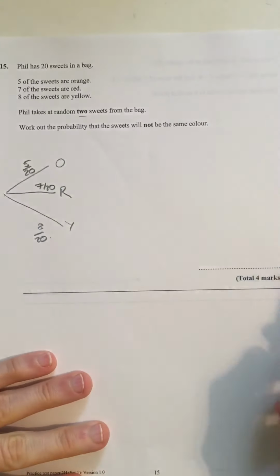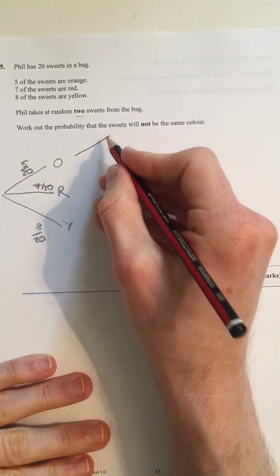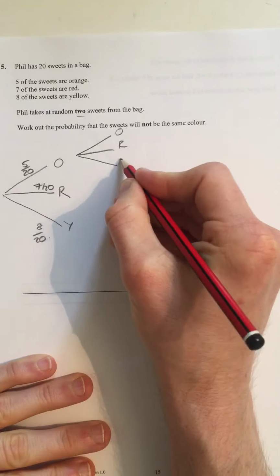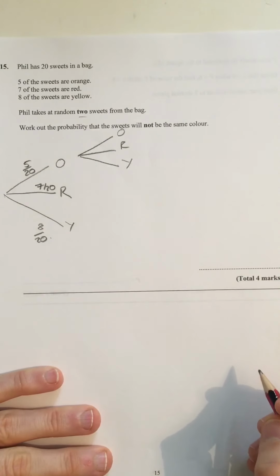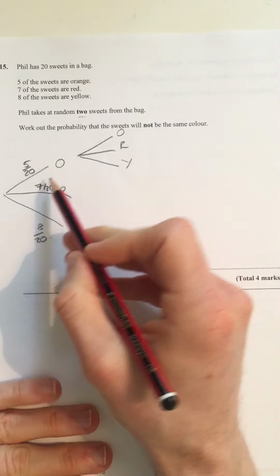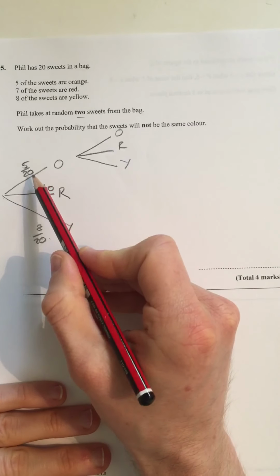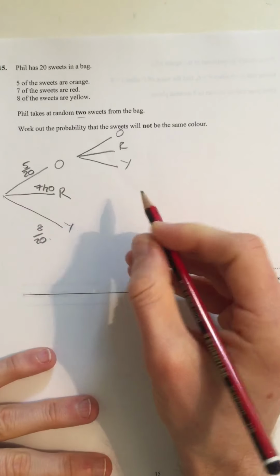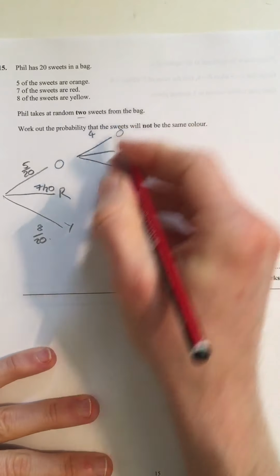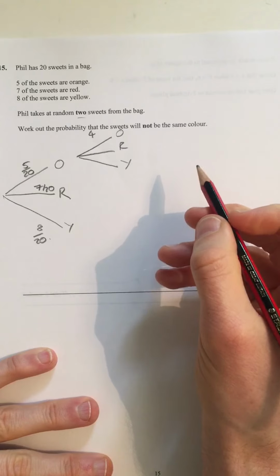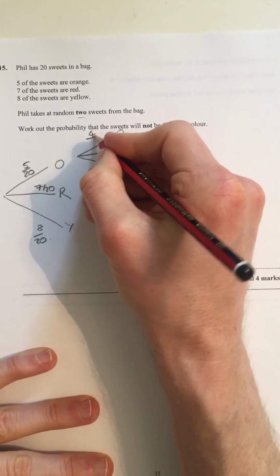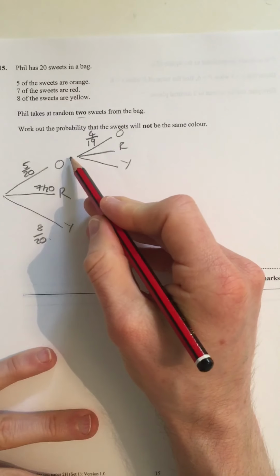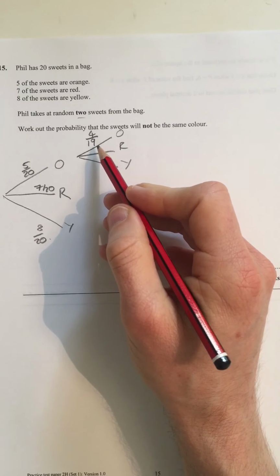He takes a second sweet. So if the first sweet he took was orange, then again he could take an orange the second time, he could take a red the second time, or he could take a yellow the second time. Now we're assuming that he's not going to put that first sweet back. There's only going to be 4 orange sweets left. He's taken one of the orange sweets out, so there's only going to be 4 left. And there's only going to be 19 sweets left in the bag. So the new probability of the sweet being orange is 4 out of 19.